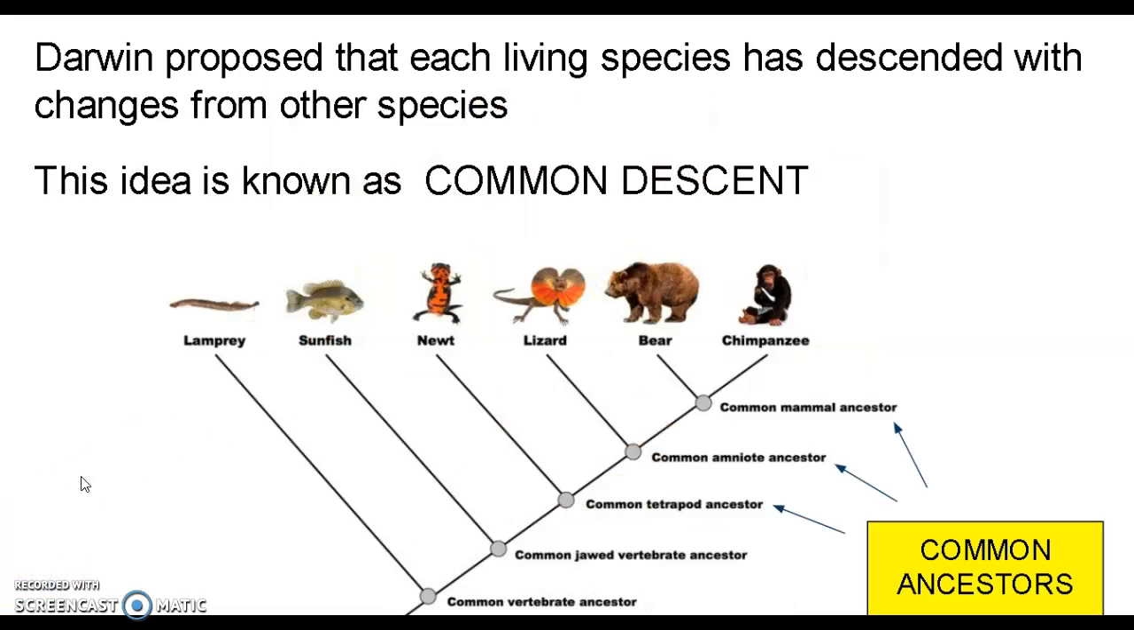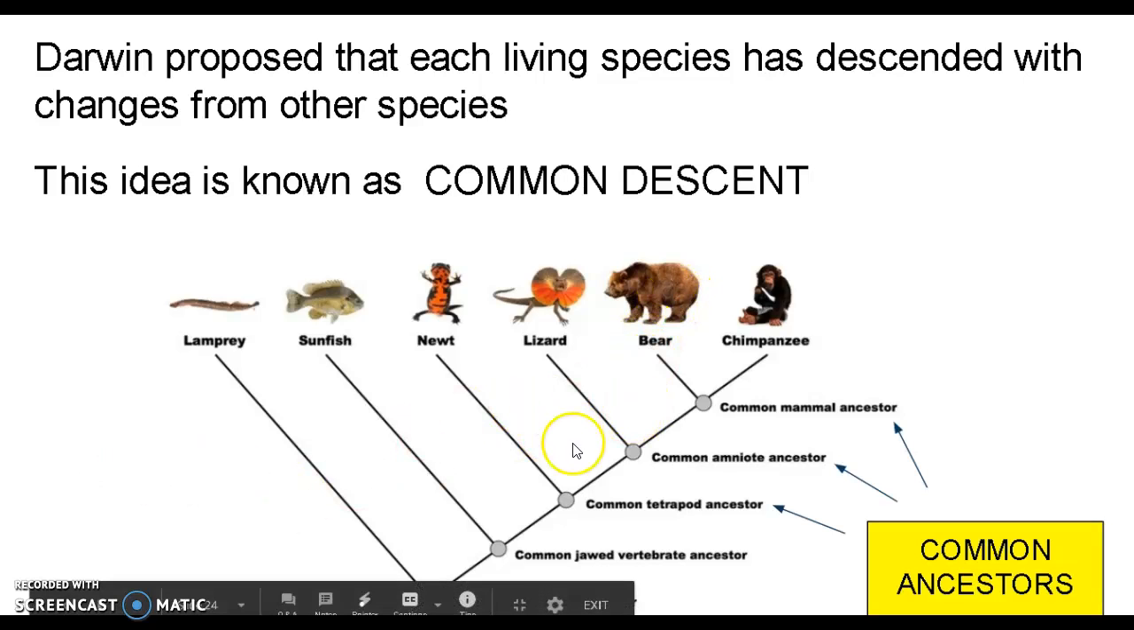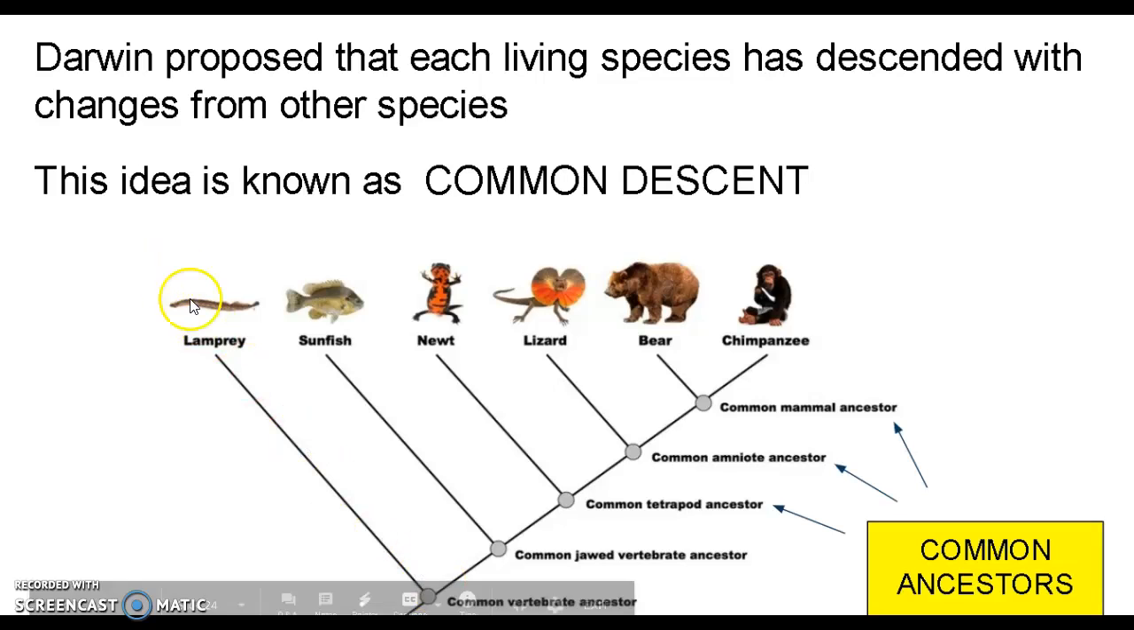So in Darwin's Origin of Species, he proposed that each living species had descended from older species with small changes. And this idea is known as common descent. So we ended up with some sort of ancient animal that was a vertebrate, and it would branch off. And natural selection would favor different adaptations for different areas until we end up with the variety of different species that we have today.